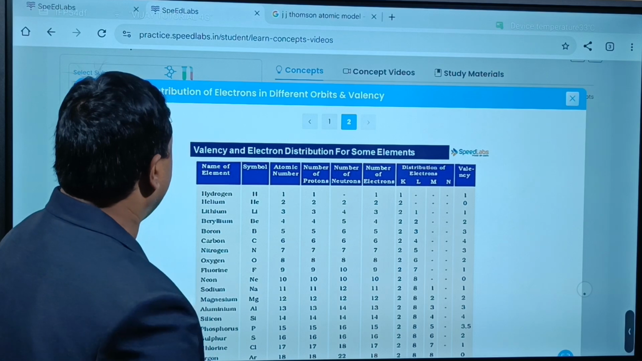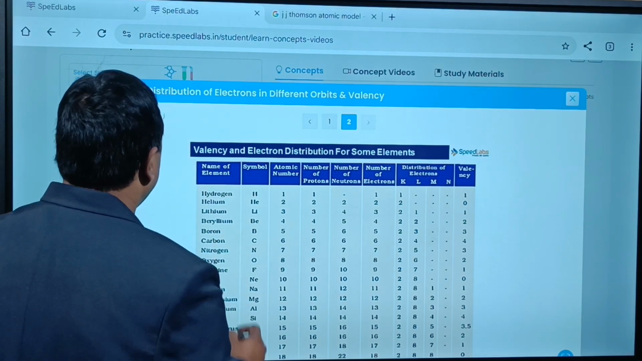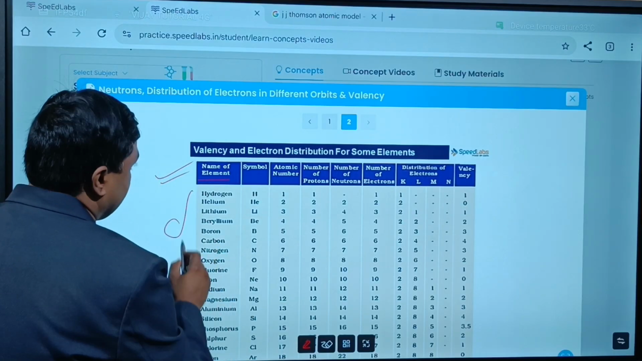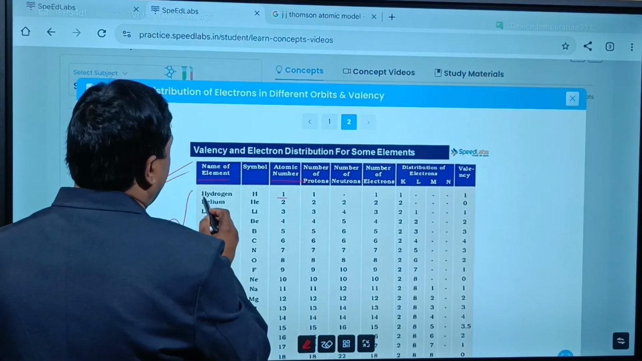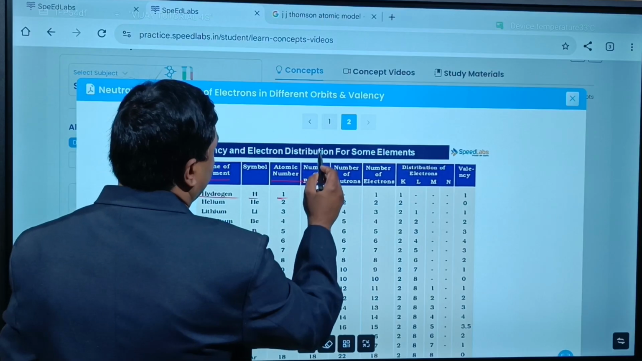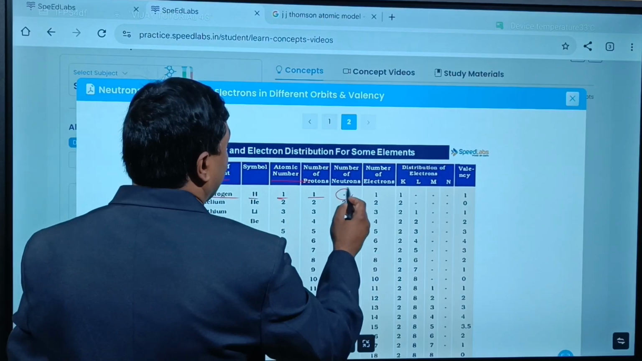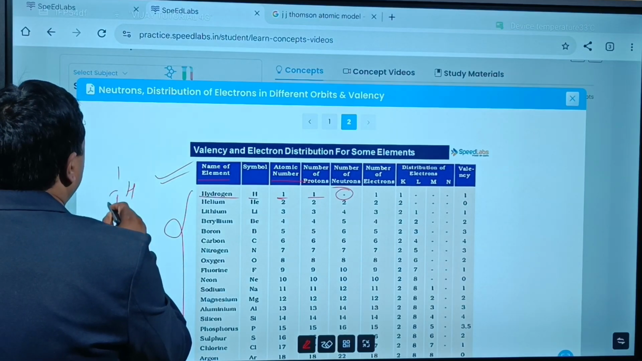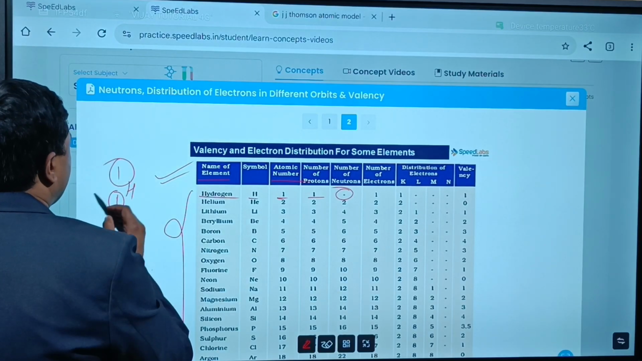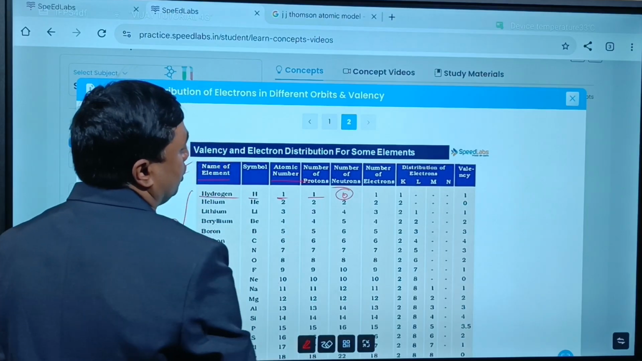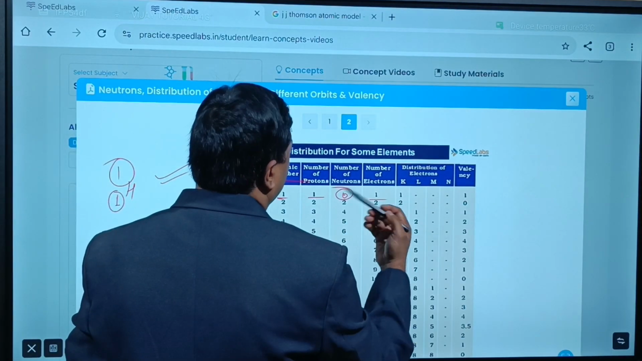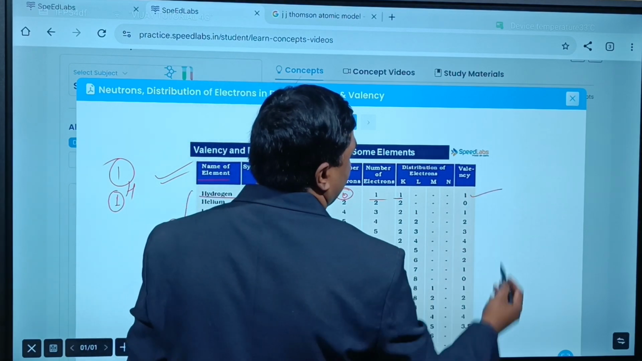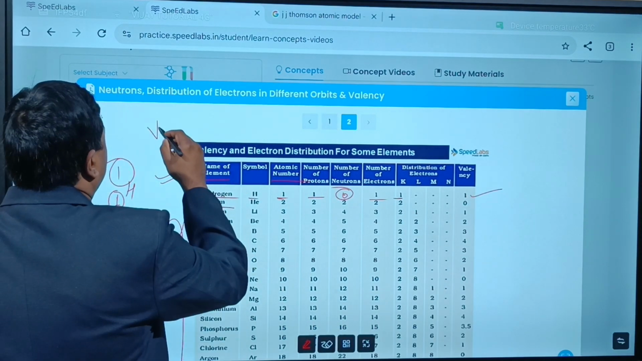Here you have to note down, very very important, some elements are there, their symbols are given, and what is the atomic number. Like hydrogen, symbol is H, atomic number 1, number of protons 1. It has no neutron because hydrogen is represented as 1 1. So atomic number is 1, mass number is also 1. So 1 minus 1, what is the number of neutrons? 0. Number of electrons 1, number of protons also 1. Electronic configuration, first shell K. So what is the valency? 1. Let's talk about helium, very very important.